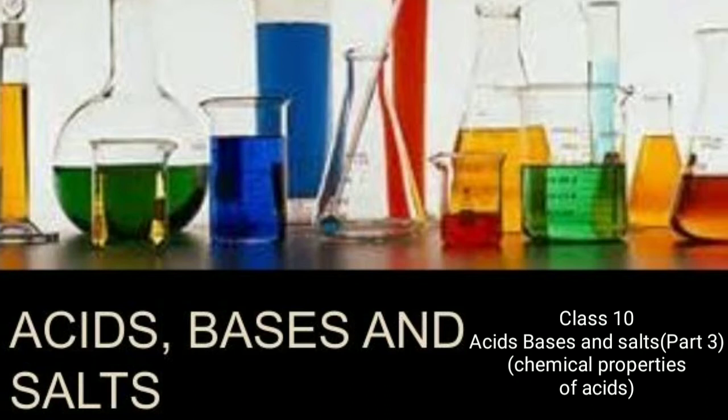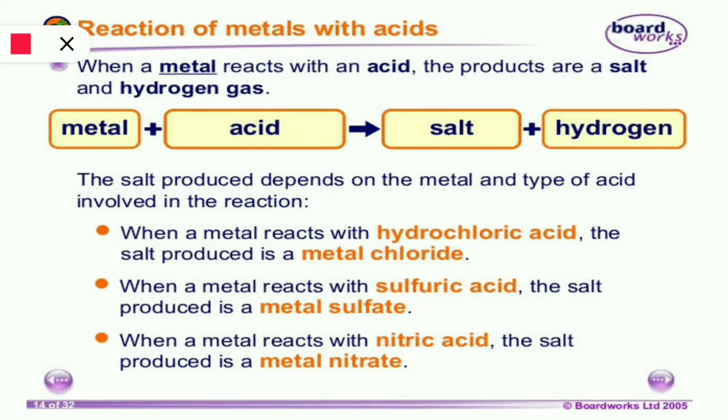And this is part 3, and we discuss the chemical properties of acids in this session. Dear students, let us discuss the chemical properties of acids. Very interesting topic, children. So let us see the reaction of metals with acids. When an acid reacts with a metal, children, a salt and hydrogen are formed.